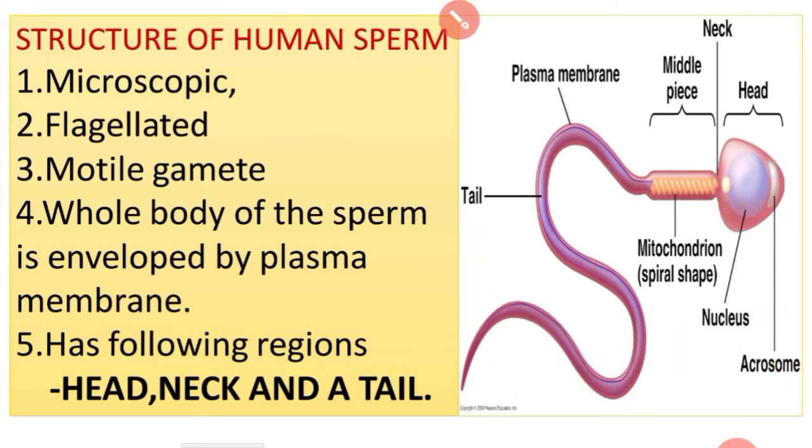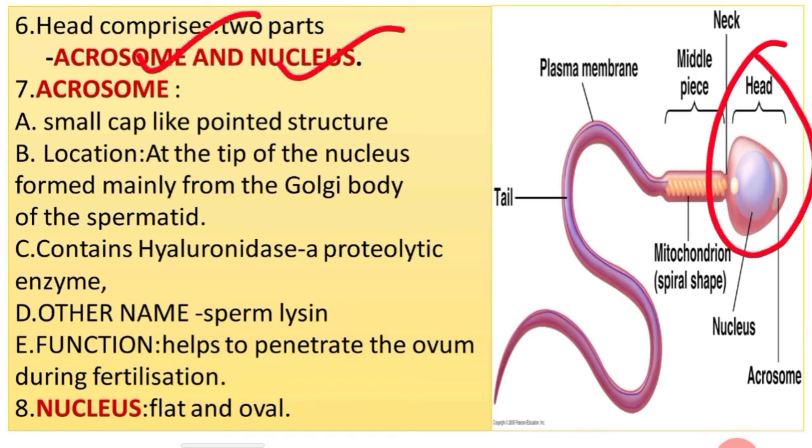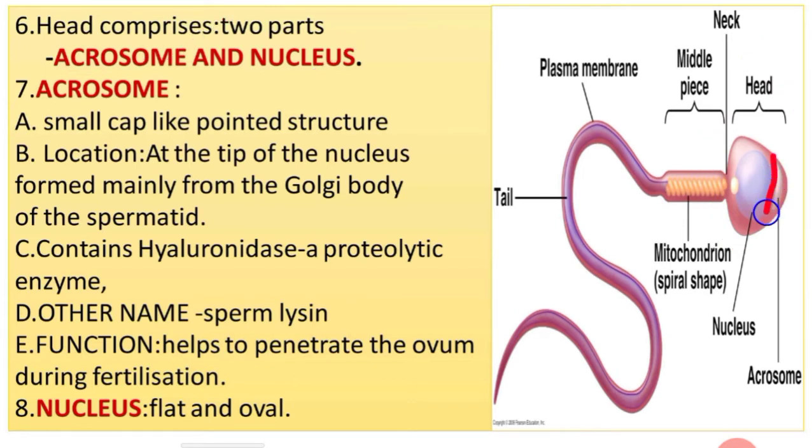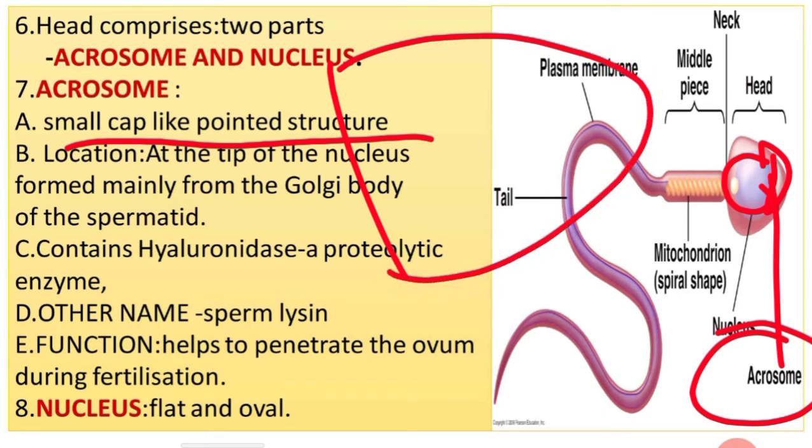Got it? Next, the head consists of two parts: acrosome and nucleus. Okay? This structure is called the acrosome. What is the acrosome? A small cap-like pointed structure. Where is it located? At the tip of the nucleus. See, this is the head part. This is the acrosome, a small cap-like pointed structure located at the tip of the nucleus.